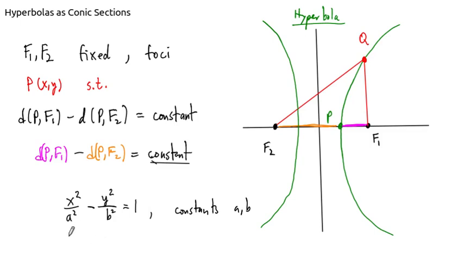If you reverse this situation, then you'll end up with y squared over b squared minus x squared over a squared equals 1. This changes the hyperbola. It's still a hyperbola, but it changes the orientation so that the two halves of the hyperbola are arranged vertically in the y direction.